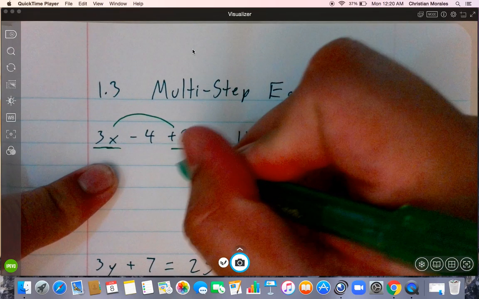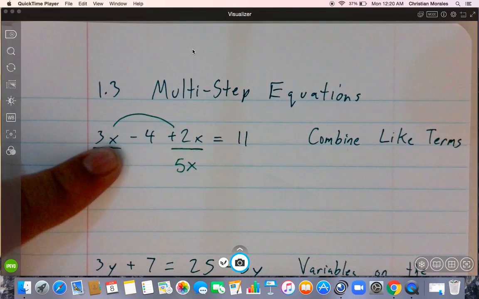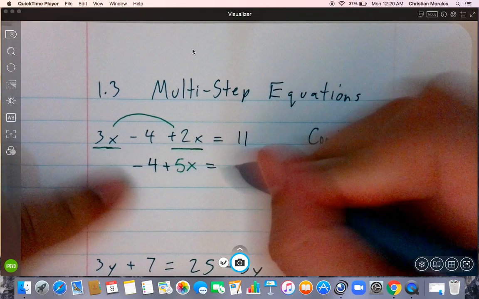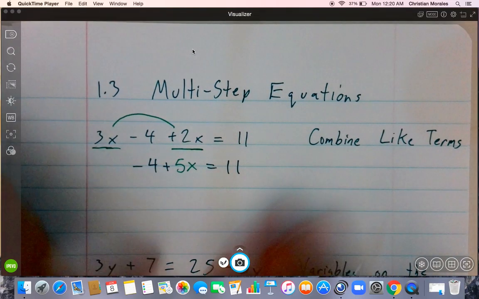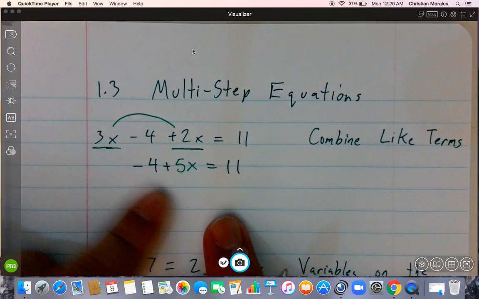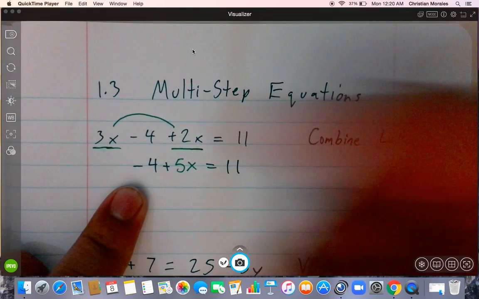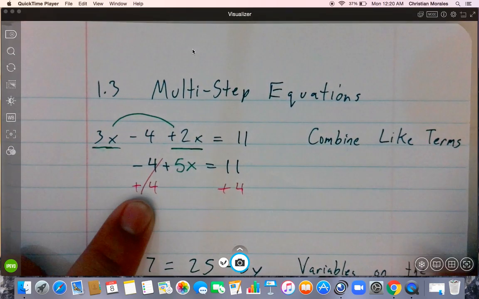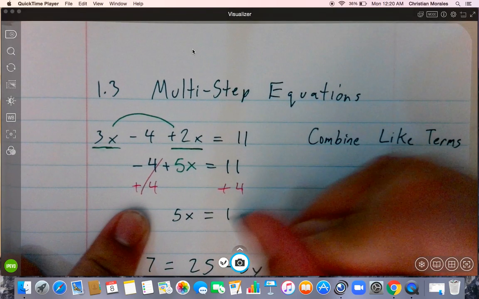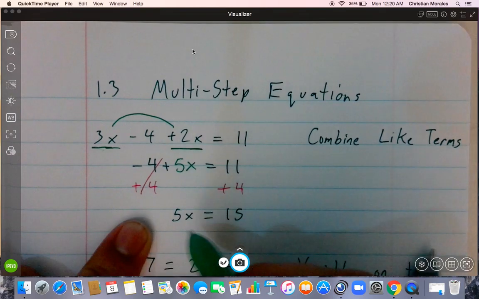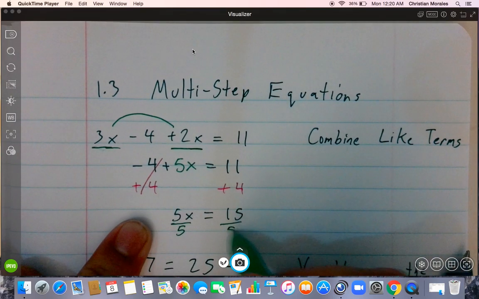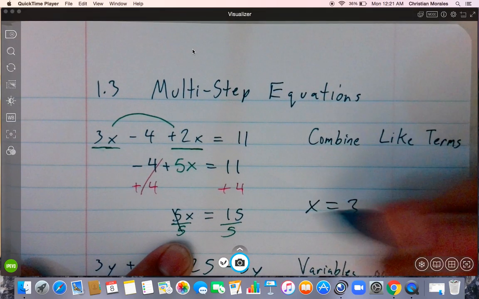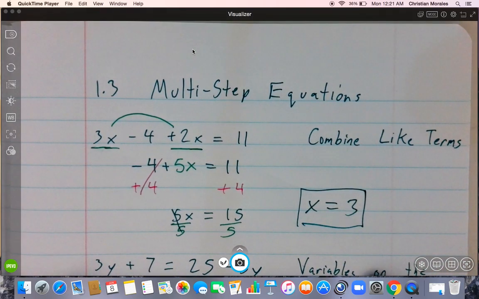So you should get 5x. I'm not canceling it out, I'm not moving it, I'm just adding them together. So I'm just rewriting the problem by combining my like terms. All right, now I can solve it just like the other ones. If I'm going to solve for this, I got to get rid of this negative 4. The inverse of negative 4 is adding 4. That'll cancel it out here. Now I get 5x equals 15. The last step here would be to divide by 5. So divide both sides by 5. You get x equals 3. Right there, by combining my like terms.